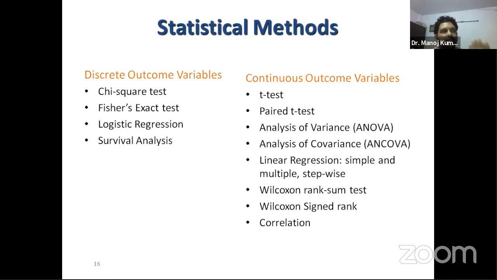If you are collecting data in the form of nominal and ordinal, then you can go for these kinds of tests. If you have a continuous outcome, for example you bring data in the form of interval and ratio, also called continuous outcome variables, then the tests are the t-test, paired t-test, analysis of variance, analysis of covariance, linear regression, Wilcoxon rank sum test, and correlation. These are the most commonly used tests for interval and ratio data.